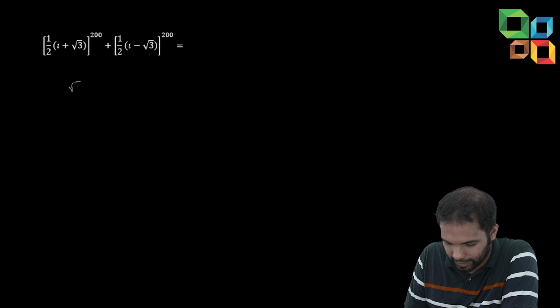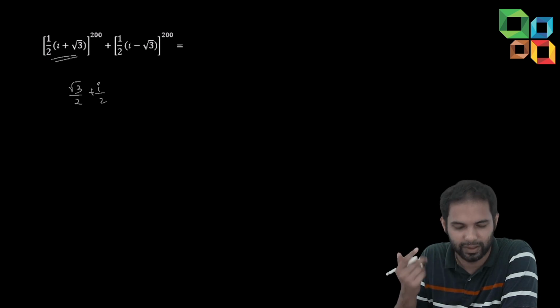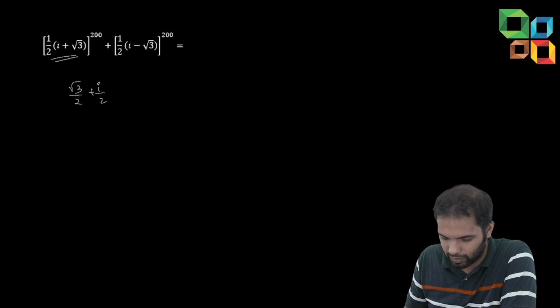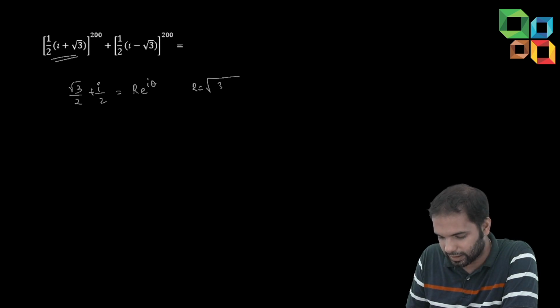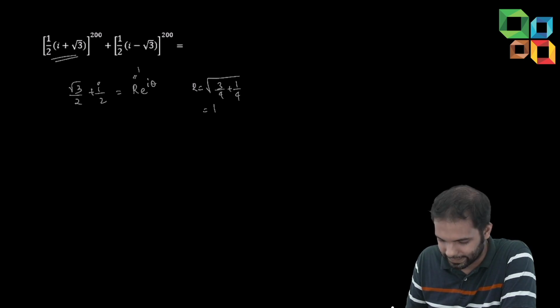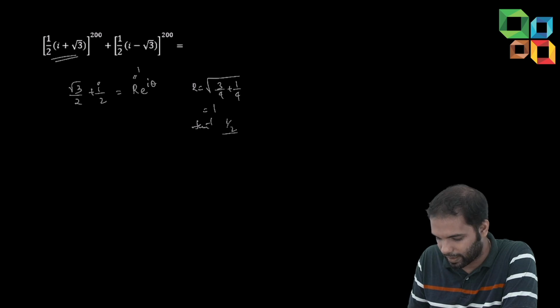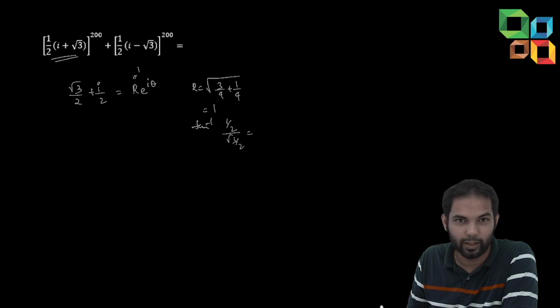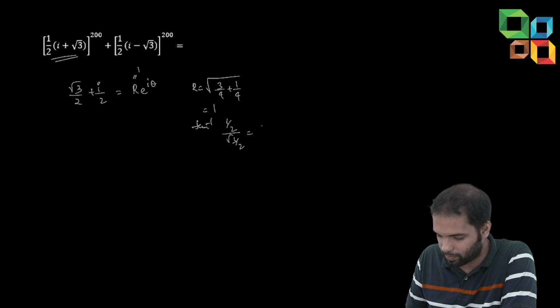So what is the term? It's root 3 by 2 plus i by 2. This is just writing in the terms a plus ib, that's all. Now, if I take the magnitude r, I want to write in e power i theta terms. What is r? r is nothing but the square root of 3 by 4 plus 1 by 4, which is nothing but 1. So r is equal to 1. Theta is tan inverse of y over x, which is half by root 3 by 2, which is 1 by root 3, which is 30 degrees or pi by 6. Can you see what the problem reduces to? This becomes e power i pi by 6.